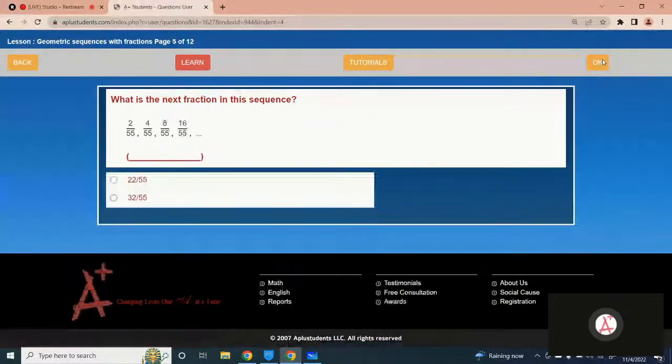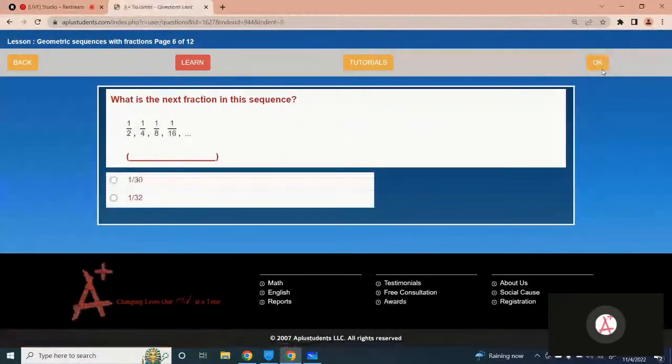Okay, the next one is 2 by 55, 4 by 55, 8 by 55, 16 by 55. The next one is, yes, very good. It is 32 over 55. For each next fraction, you have to multiply the numerator by 2. So 16 times 2 is 32. So it would be 32 over 55. Got it? Just select the correct option, then click on the OK button.